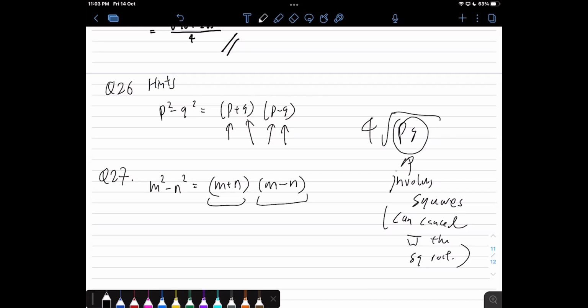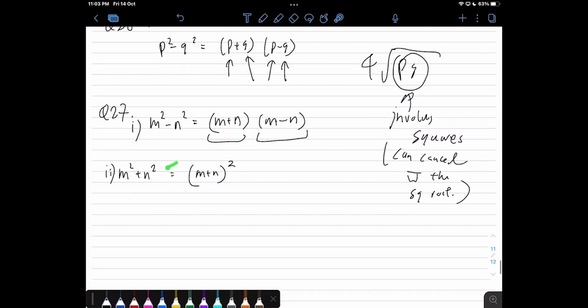Then for m squared plus n squared, the part 2, you just need to know that there is a special identity over here. M plus n squared. Sorry, what do I mean by that? I mean open bracket m plus n close bracket square. Are they equal? No, they are not equal.